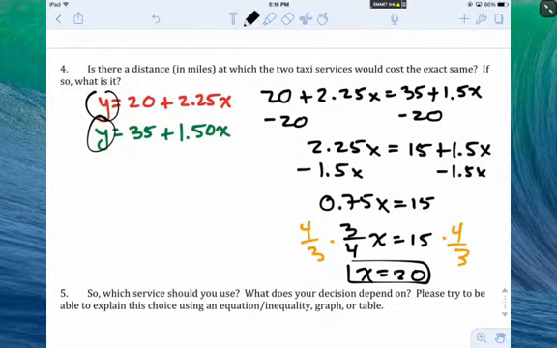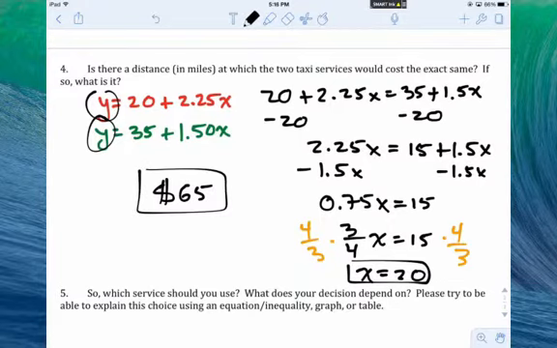And if you were to substitute 20 miles into either one of these equations, you would find that the cost would be $65. So what we say is that for a 20-mile ride, Discab and Vicky's Taxi are going to cost the exact same amount. How much are they going to cost? $65. All right, now our ultimate question is, which service should you use?